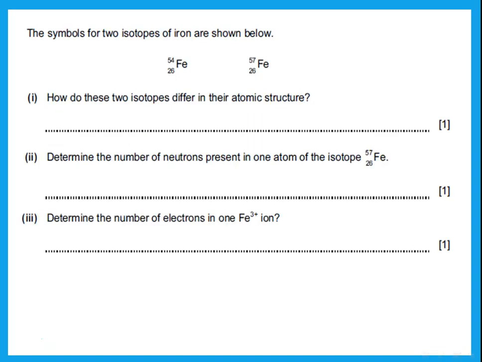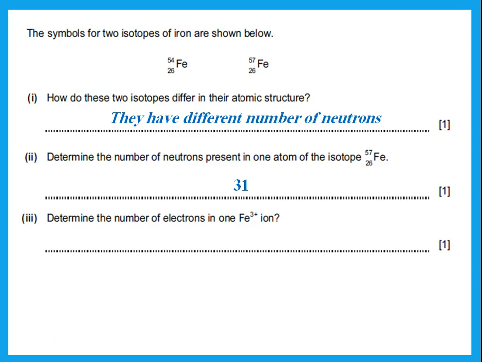Okay, let's try this one. He gives me two isotopes of iron, one 26 and 54, the other one is 26 and 57. Now, how do these two isotopes differ in their atomic structure? Well, they have different what? They have different number of neutrons. That's the definition of isotopes. Now, determine the number of neutrons present in this isotope. We said, how do we get number of neutrons? We subtract the big number minus the small number. Determine the number of electrons in one Fe3 plus ion.